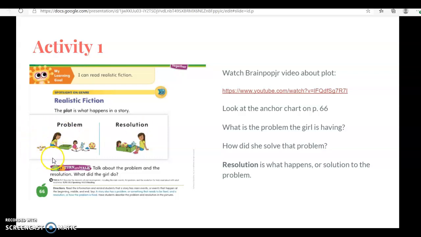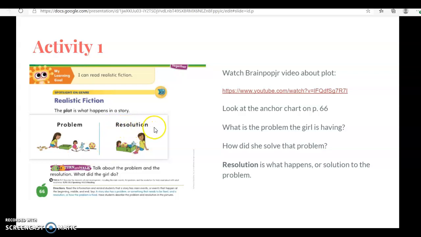So I see here the girl in the picture has a problem. She has an empty box and she has a lot of toys outside the box. What do you think her problem could be? That's right. The problem is she's not sure how she's going to clean up her toys. She's made a big mess and she needs to put them away.